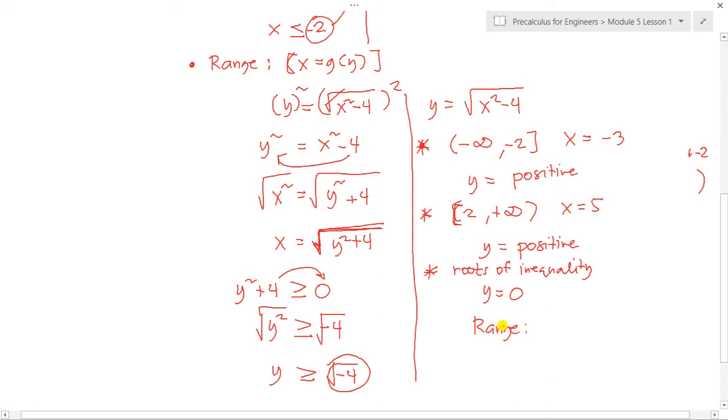Our range here is, so included ang 0. So 0 to positive infinity. Okay, nakuha ra? Nakuha ra.